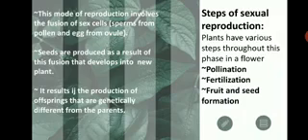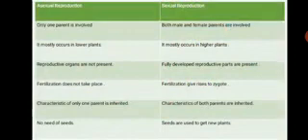There are different steps that are involved in sexual reproduction, and they are pollination, fertilization, fruit and seed formation. Okay class, now we will discuss the difference between asexual reproduction and sexual reproduction.